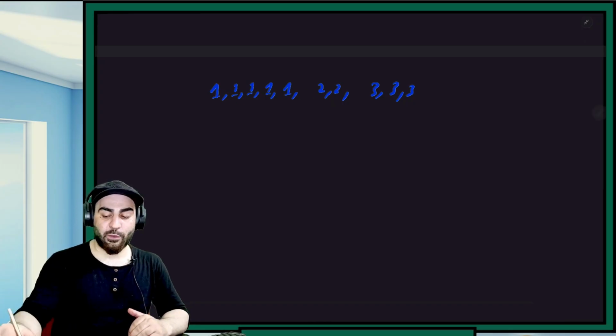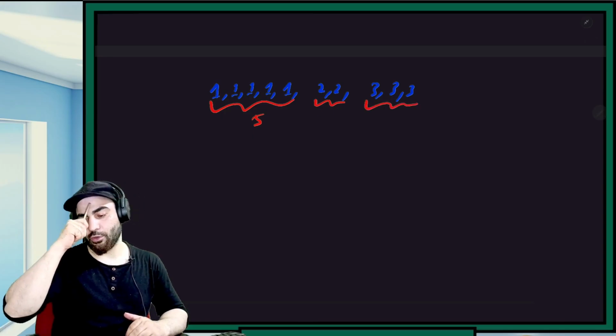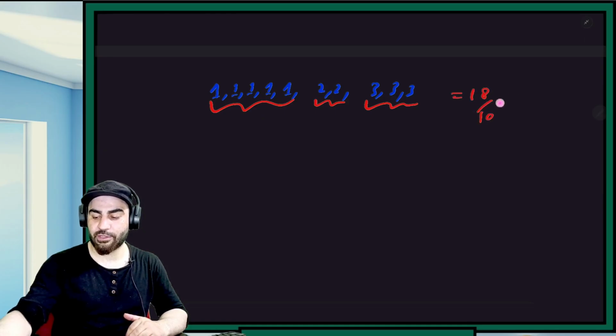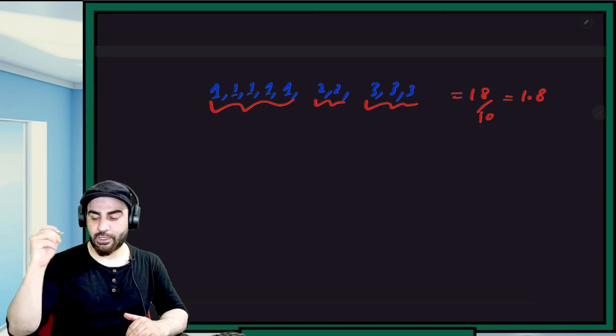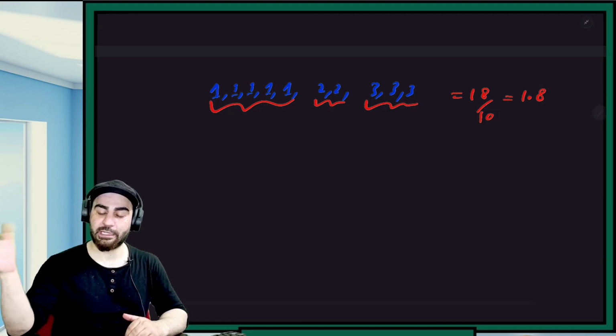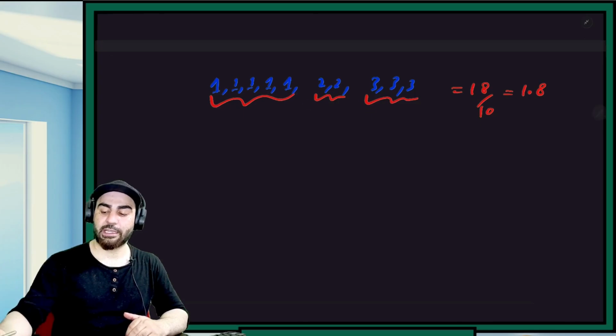So I can say these are 5 ones, this is 5, and this is 4, and this is 9. So how much is this? So this is 5, 6, 7, 8, 9, and this is 18. I think this is 18 by 10, something of this. This is 1.8. Okay, I hope so. 5 plus 4 is 9, 9 plus 9 is 18, 18 by 10. Yes, I think this is 1.8.